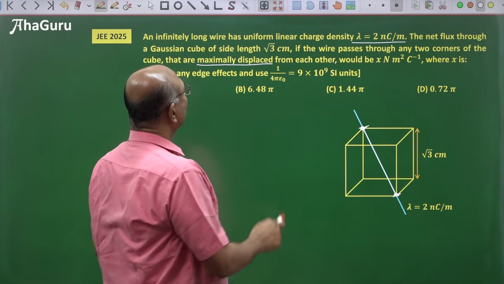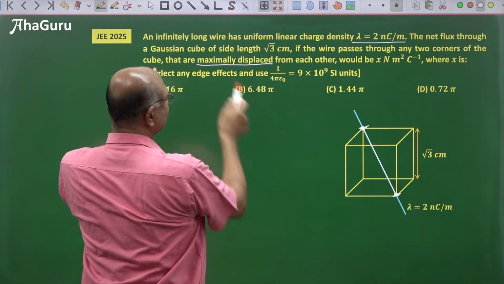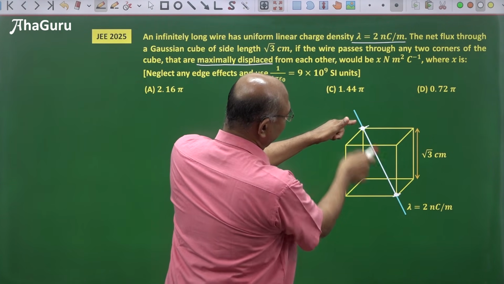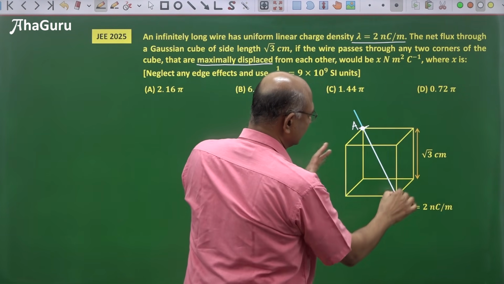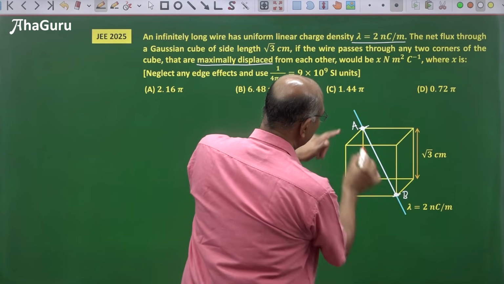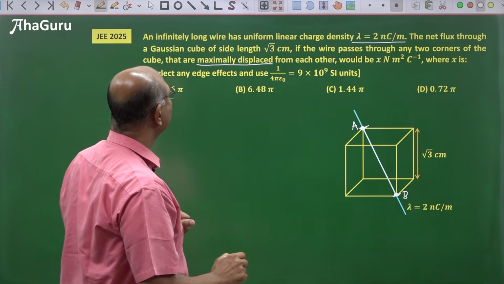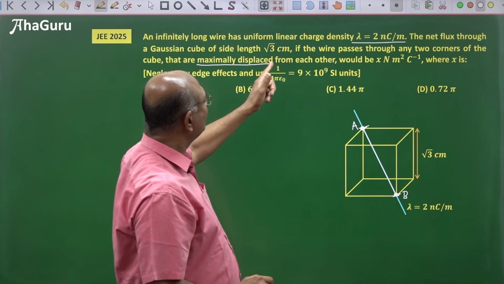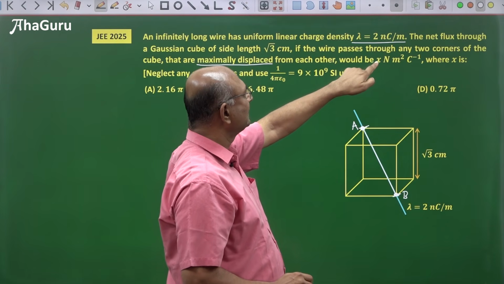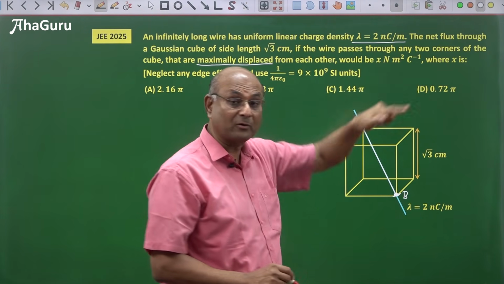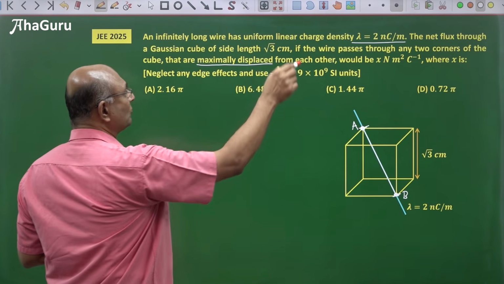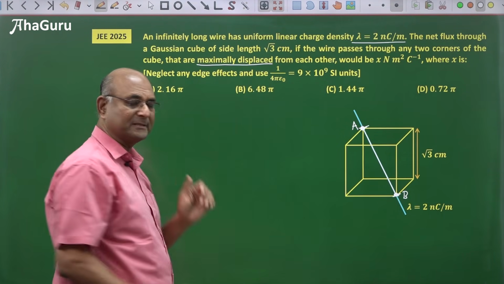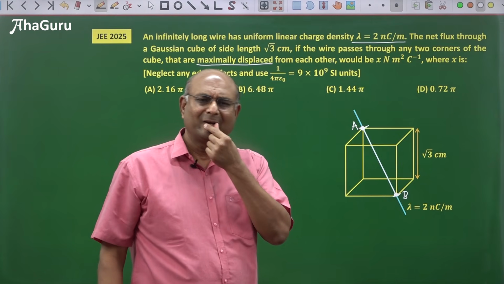Okay. So basically the wire passes through the cube in such a way that it is basically from, let us say, A to, we can say B, C, D, etc. But I will just call this B. So AB length is what we need. And we have been told that the flux would be X Newton meter square per coulomb. So they have given it in SI units. And they want us to find out what is the value of X. So they have given you some options here. How do I do that?